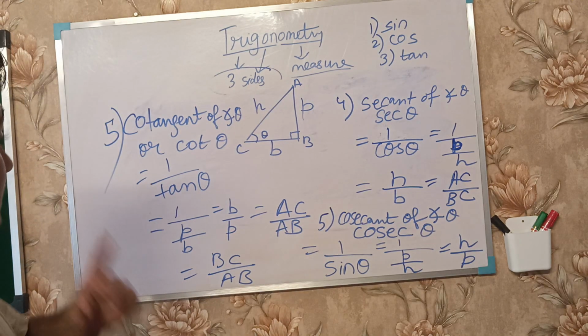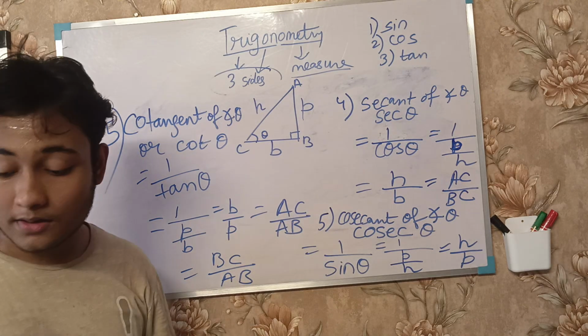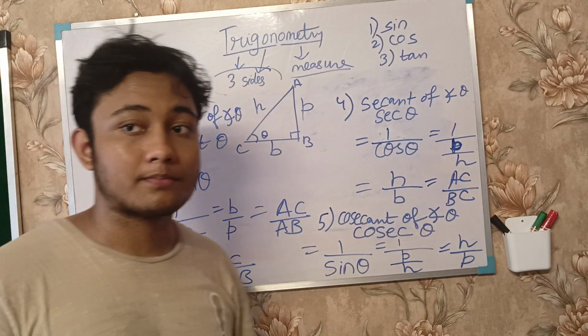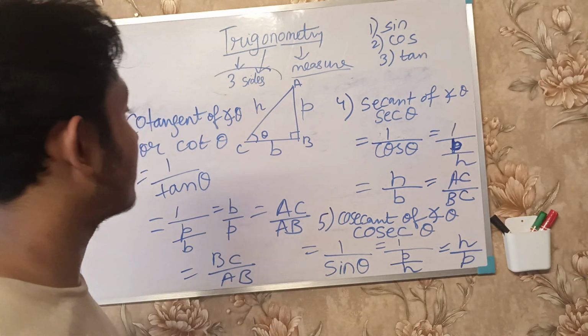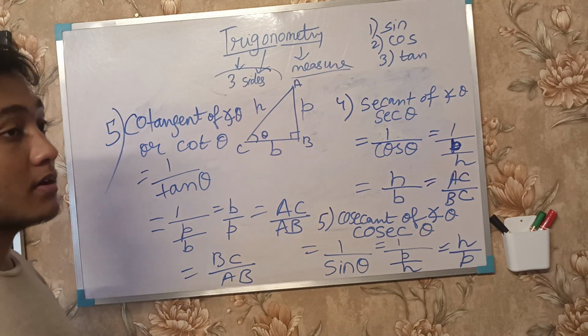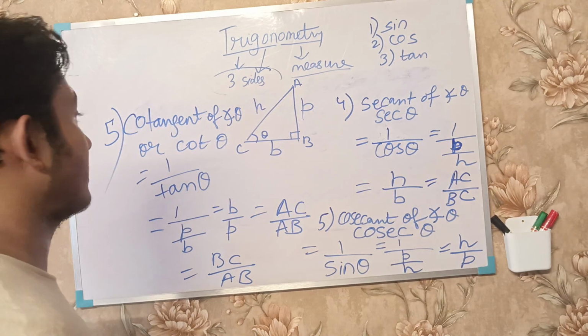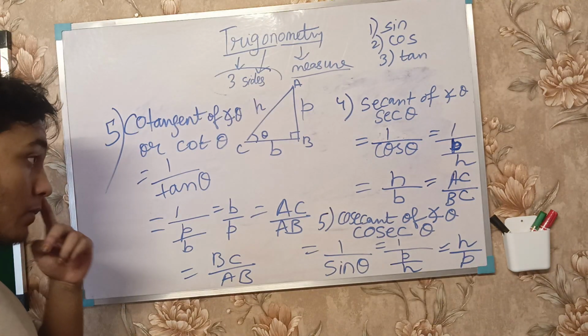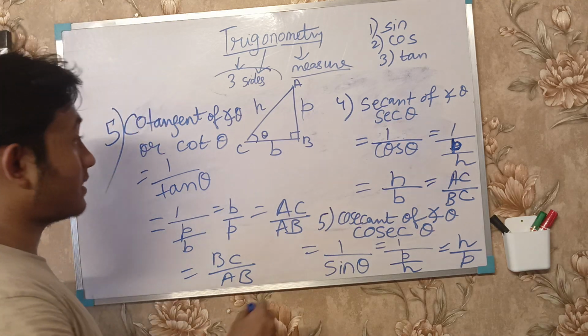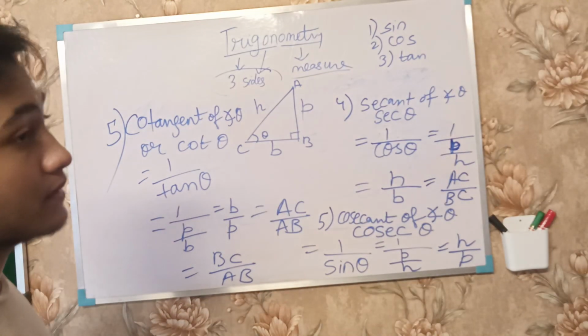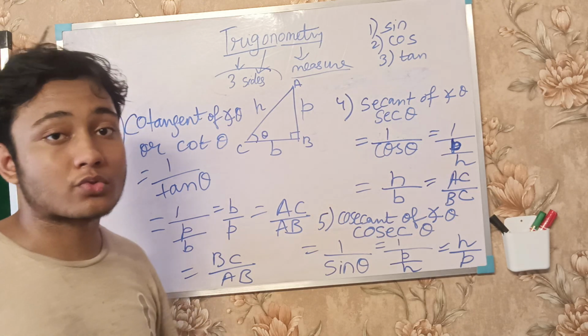So these 6 relations are what is in your syllabus, and these are the important relations that you have to know for solving sums in trigonometry. Now we'll go to the next part, which is the relationship between these angles and also the square relations.